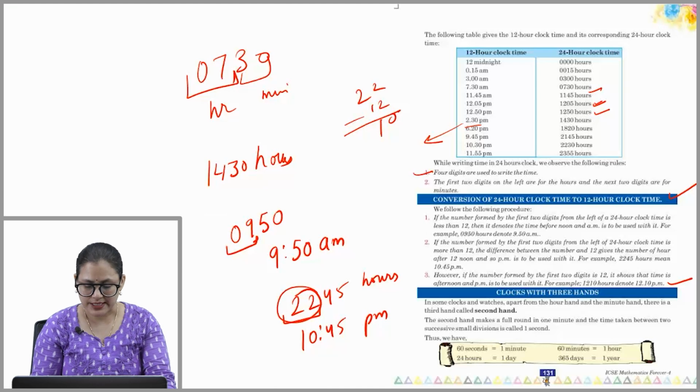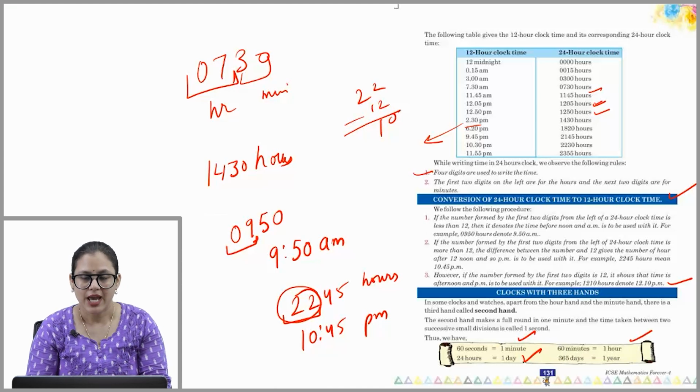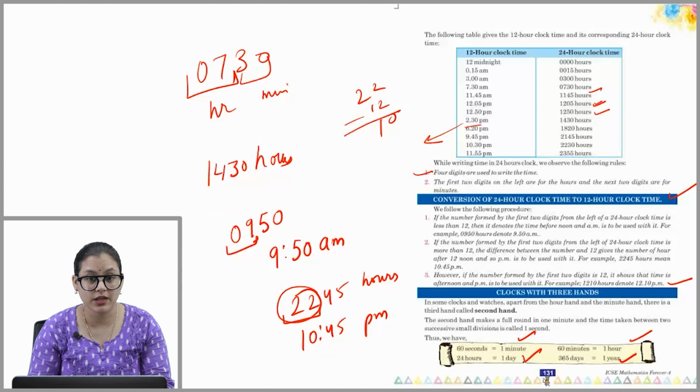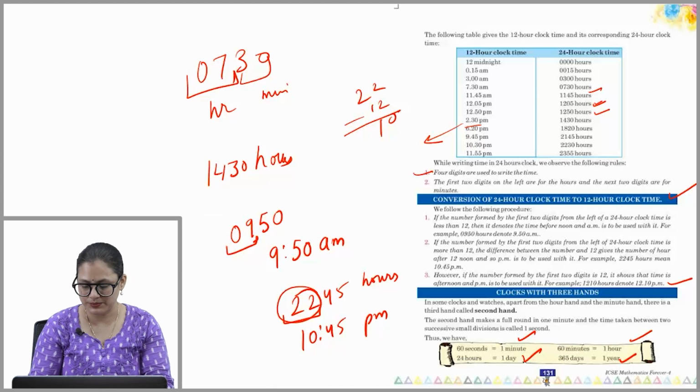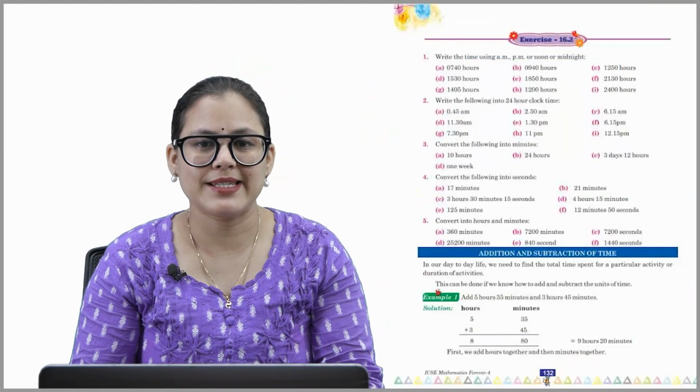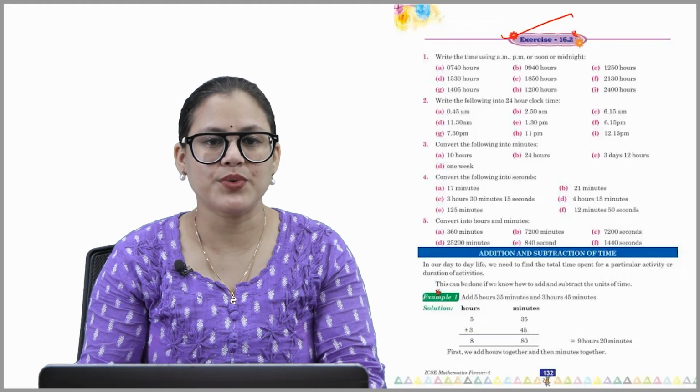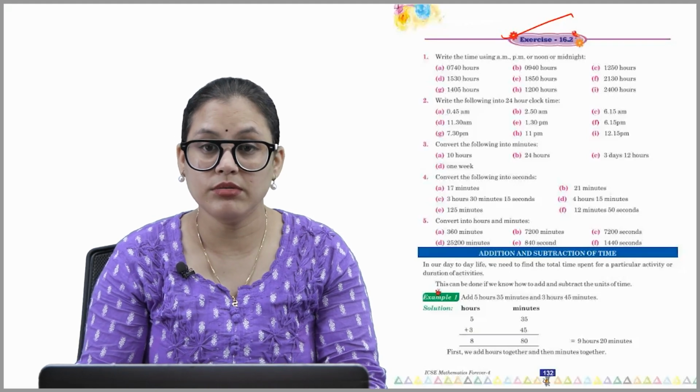So we have 60 seconds is equal to 1 minute, 24 hours is equal to 1 day, 60 minutes is equal to 1 hour, means in 1 hour there are 60 minutes. And you know, 1 year has 365 days if it is not a leap year. Exercise 16.2, write the time using AM or PM or noon or midnight.